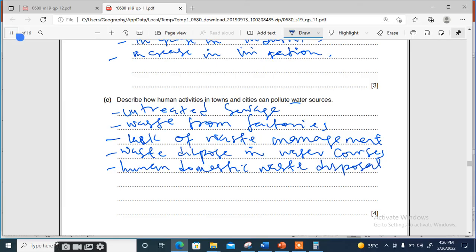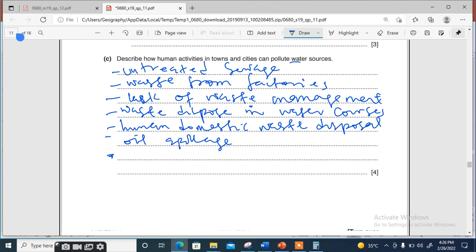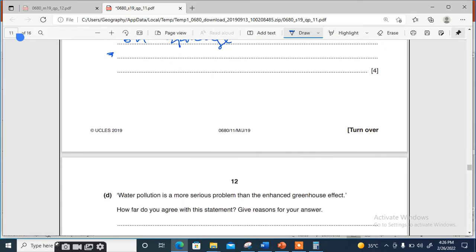You can have things like oil spillage. I think that should be enough. Proper waste disposal in water. That's 4 marks, so you get your full mark there. I normally love giving extra.